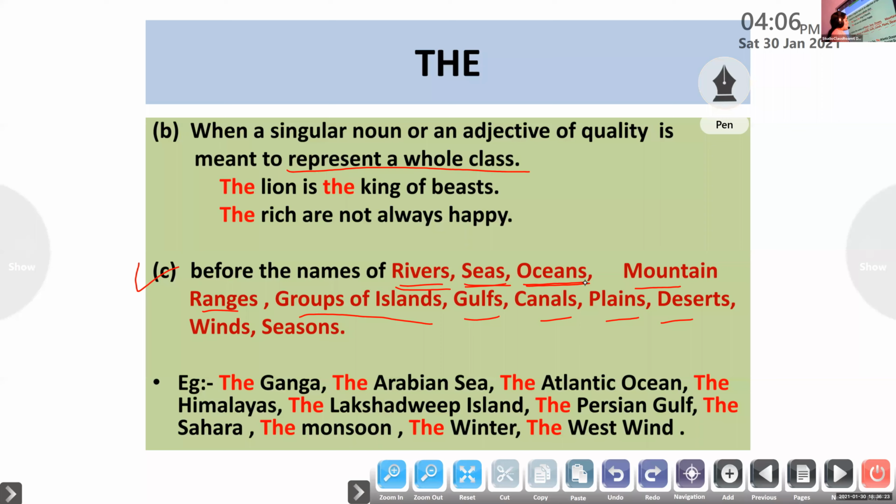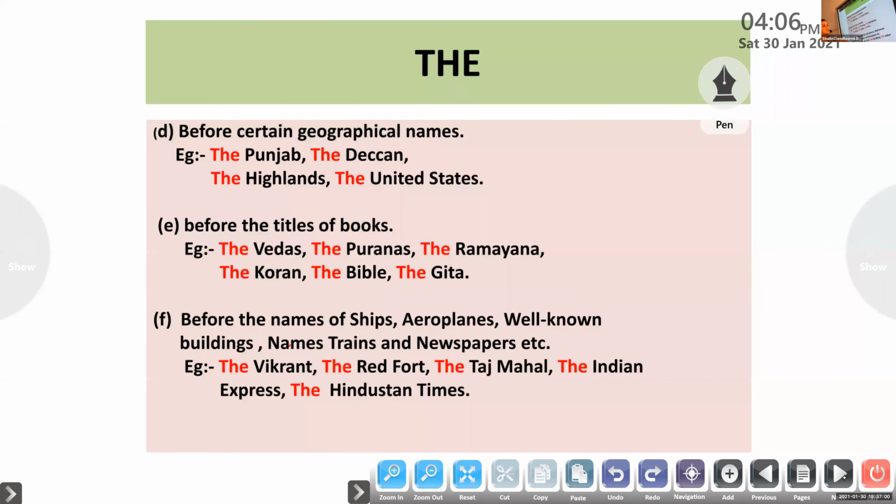Okay, because there is only one Himalaya, the mountain in the world. There is only one Alps in the world. There is only one Periyar River in the world. Okay, so to show such examples, we should use the. Okay, and here are some examples: the Himalaya, the Lakshadweep Island, the Persian Gulf, the Sahara Desert, the names of seasons: the monsoon, the winter, the summer, the autumn, and names of winds: the west wind, the cyclone, the hurricane, right? So we have to use the before the names of all these nouns.